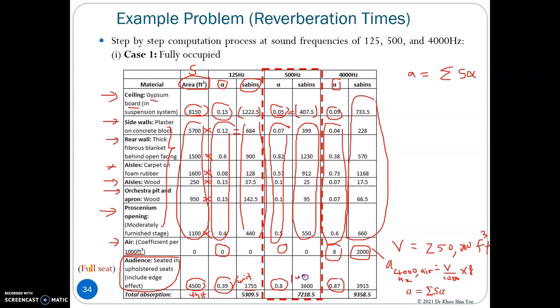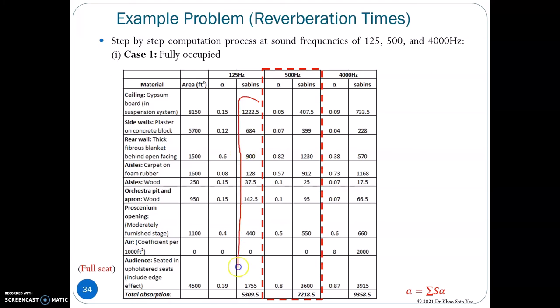1 unit of seat together with the audience is equal to 0.8 sabin at 500 Hz. Therefore, 4,500 units multiplied with 0.8 give you the absorption of the audience together with the seat to be 3,600. Similarly, you take the 4,500 multiplied with 0.87, then you obtain 3,915 absorption at 4,000 Hz. Lastly, we take the summation of all the absorption here to obtain the total absorption to be 5,309.5 sabins at 125 Hz.